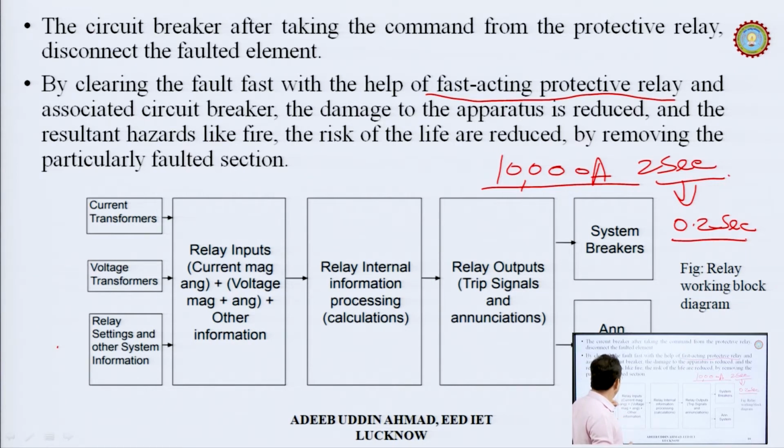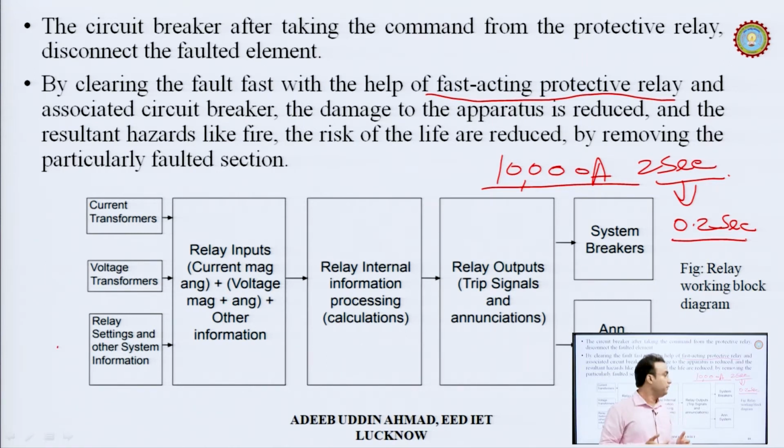So, we have relay setting, current transformer and potential transformer. From the current transformer, we can take current, from the voltage transformer we can take voltage, and we have some relay setting also. After that, relay internal information processing, that is calculation. So, we have some comparators in these sections. These comparators will compare the value of current and the value of voltage with some threshold value, and this threshold value will indicate the safety value.